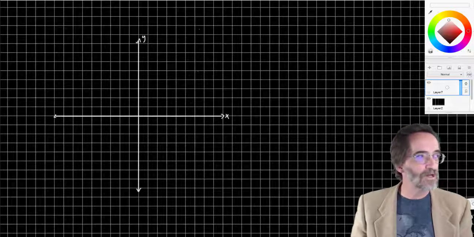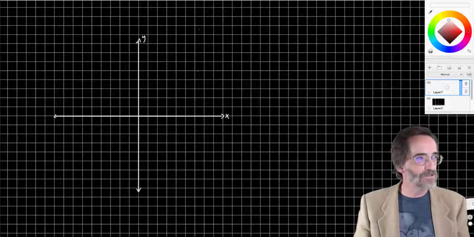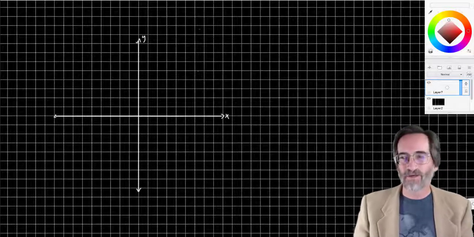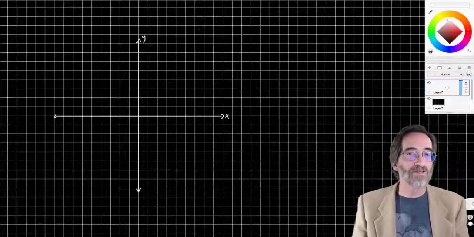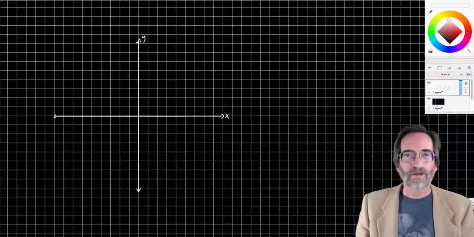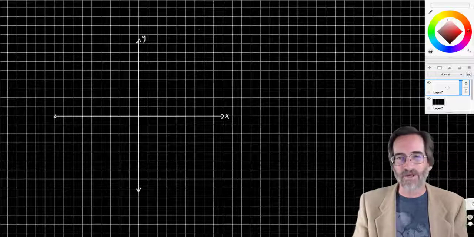This is Geometry A, Unit 5 on transformations, Lesson 1, Translations. There are three kinds of transformations that keep shapes the same. They are translation, reflection, and rotation.